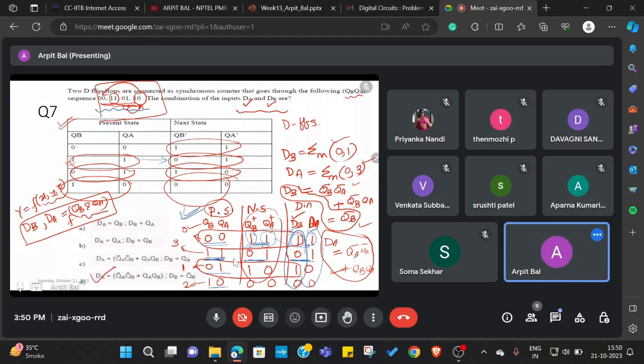So I just observe the locations of QB and QA for which DB is 1. I mark these locations as 0 0 as 0, 1 1 as 3, 0 1 as 1, 1 0 as 2. Then I write DB as summation of min terms 0 and 1. Same thing I do with DA: summation of min terms 0 and 3. So finally I obtain DA is equal to QA bar QB bar plus QA QB, and DB as QB bar.